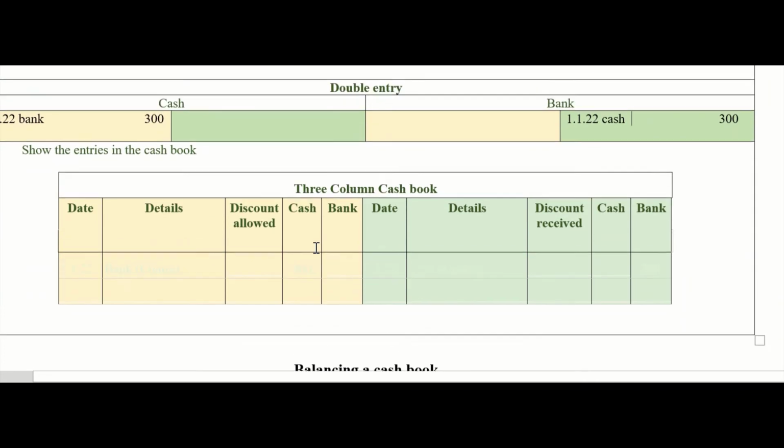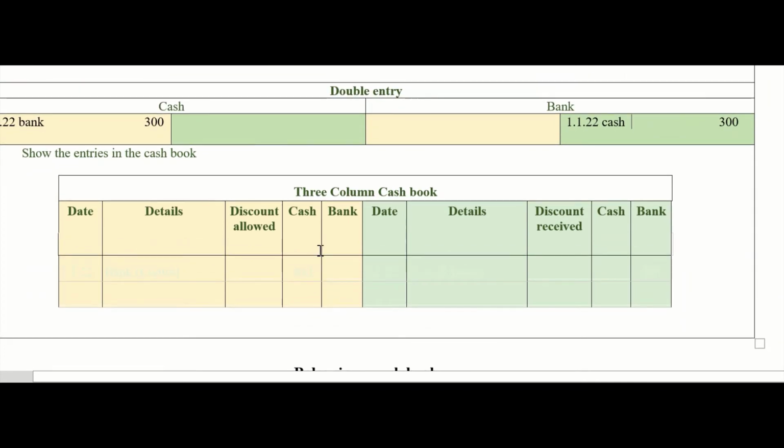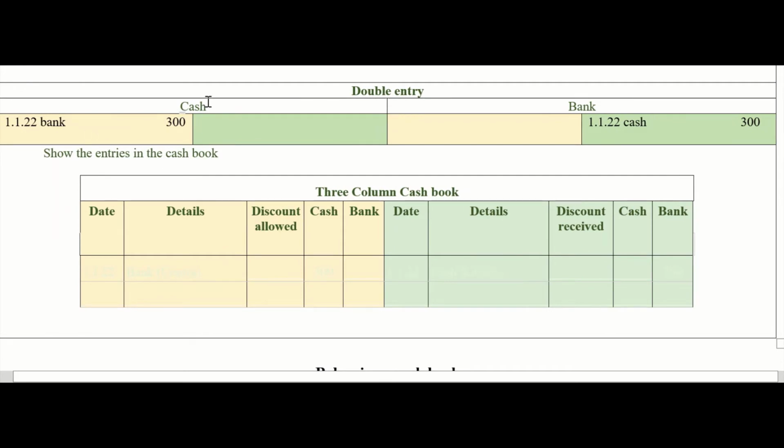So, how are we going to show this impact in a 3-column cash book? You should increase the value of cash. Therefore, debit cash, followed by the date, followed by the opposite account's name, which is bank contra. You're reducing the bank, therefore credit the bank column. Enter the date and opposite account's name as cash contra.